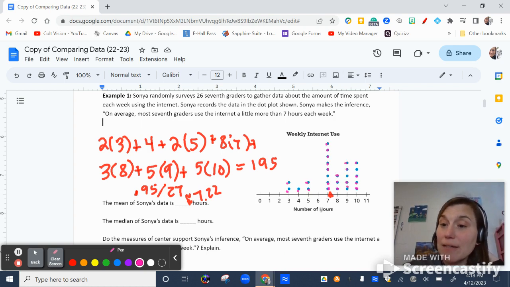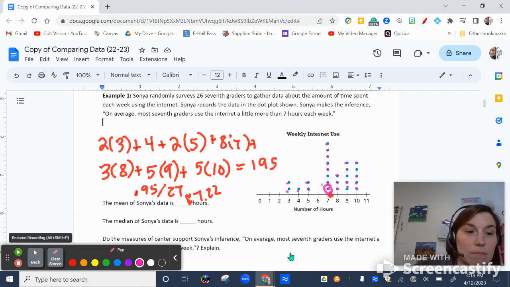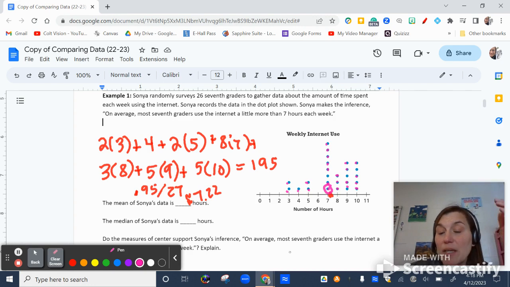So our median is 7 because there's 13 dots to the right of 7, and there's 13 dots to the left of 7. And 7 is the middle number, so our median is 7. So now, does this make sense? Sonia's saying that most seventh graders use the internet a little more than 7 hours.